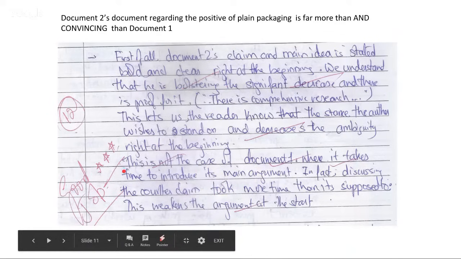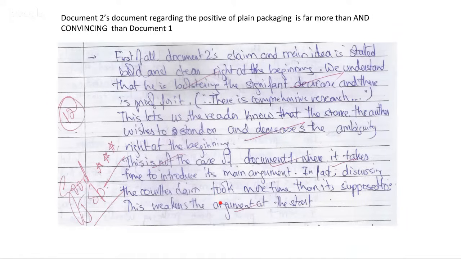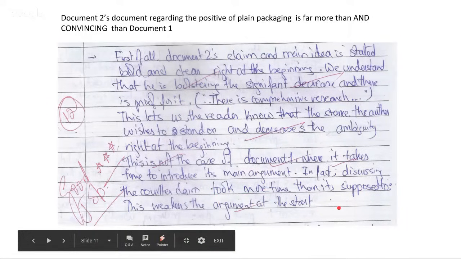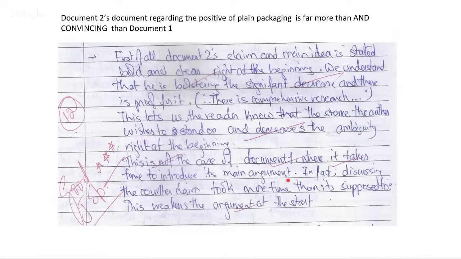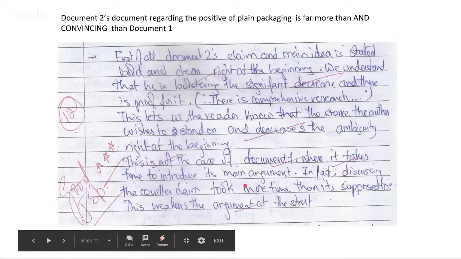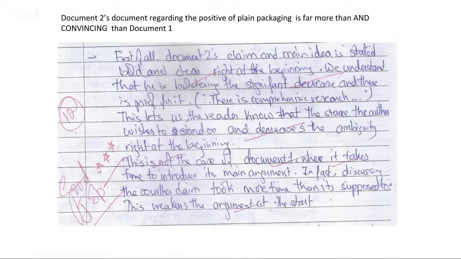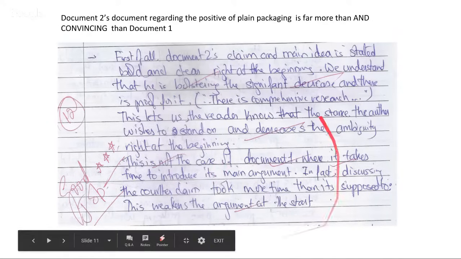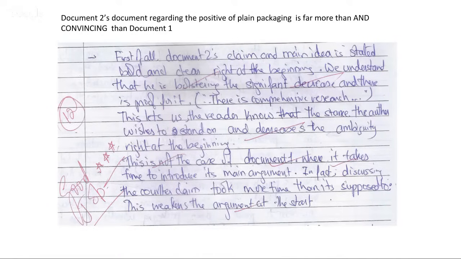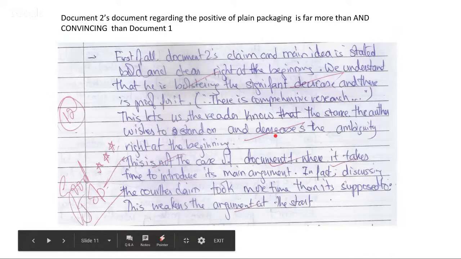And over here, counter argument. This is not the case of document 1, where it takes time to introduce its main argument. In fact, discussing the counterclaim took more time than it's supposed to. This weakens the document at the start. So this is, I think, more of a layout sense. If you have done the individual essay, or if you're new to this, you'll learn how structuring and organization is important, not only in global perspectives, but as a whole. Always, if you can't find anything wrong with citations and sources and evidence, then look at the layout. Is their document really strong at the start? Is it weak? This is stuff you'd probably want to see.